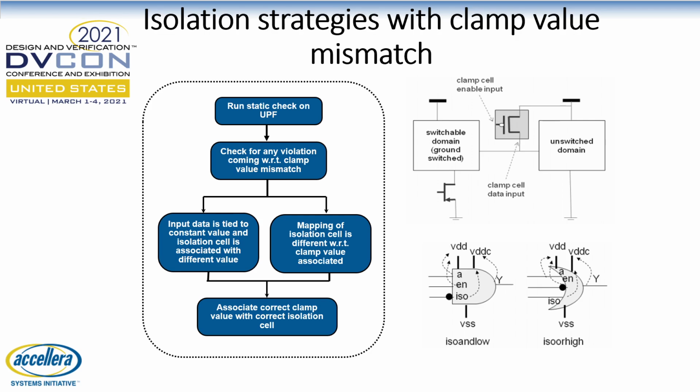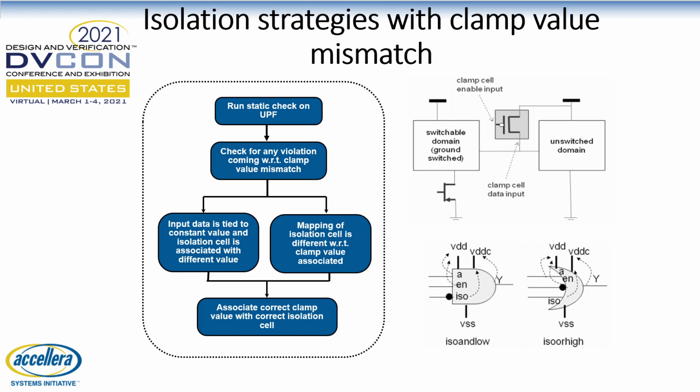The second challenge was regarding the isolation strategies with clamp value mismatch. Isolation strategies are placed while we are moving from off to on domains. At times, we may encounter some situations where the data is already tied to a constant value. So, at these instances, the clamp value associated with isolation strategies should match the constant tied data input. So, here we got the clamp value mismatch errors.